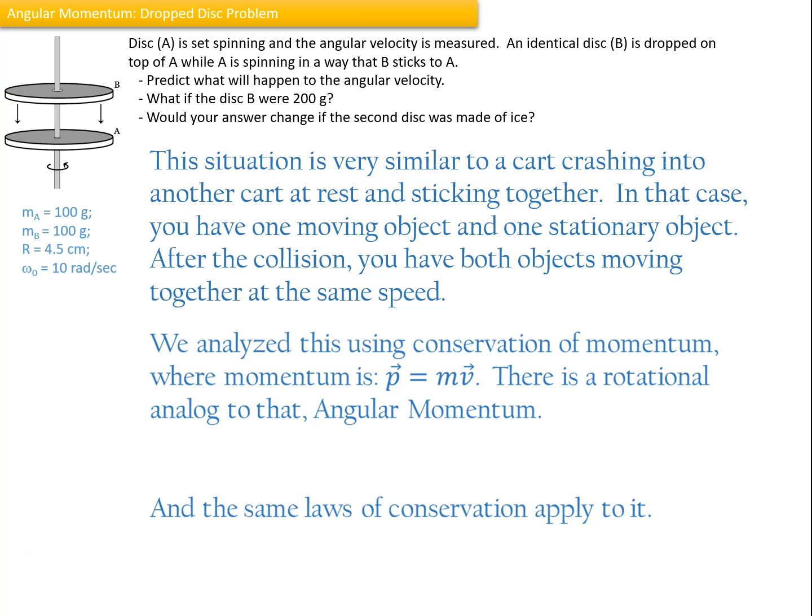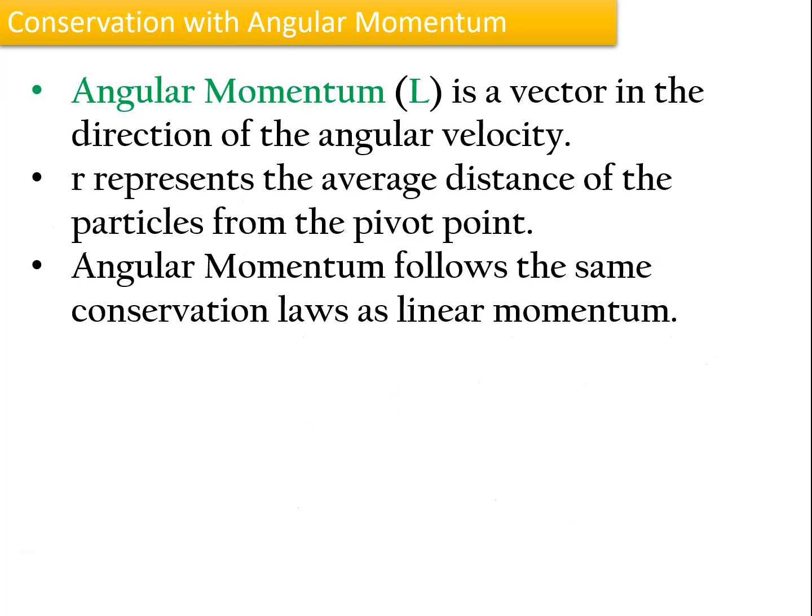We have previously used conservation of linear momentum, so now we're going to use conservation of something called angular momentum or rotational momentum that's going to follow some of the similar rules. And we can also realize that our rules of conservation also apply to this. So we can have this idea of something called angular momentum. It's a vector quantity that's in the direction of the angular velocity. And the angular momentum follows the same conservation laws as linear momentum.